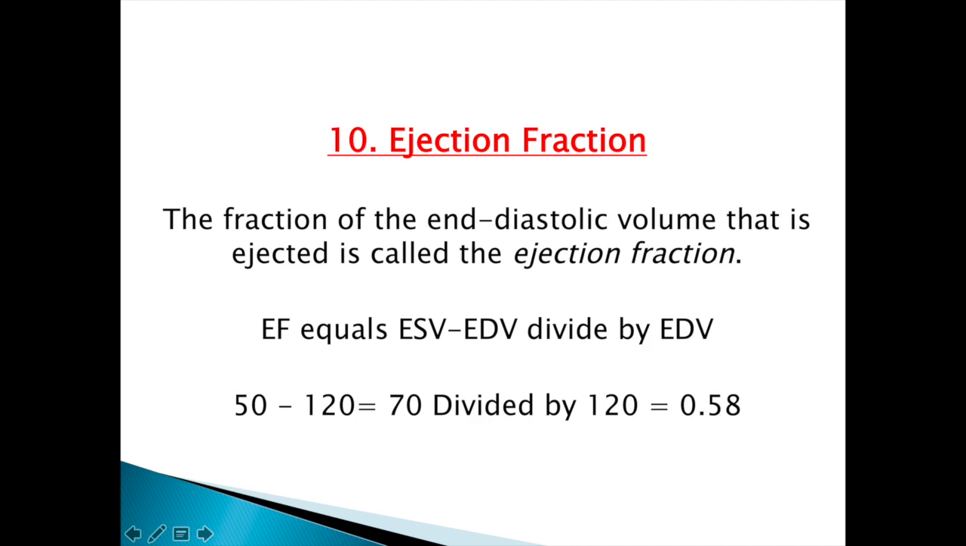It is almost 60% of the blood ejected, because 120 is the end-diastolic volume and a 70 ml stroke volume is given, so what remains is 50. The formula is the end-diastolic volume minus end-systolic volume, divided by end-diastolic volume. End-diastolic volume is 120 and end-systolic volume is 50, so the difference is 70. When we divide it by the end-diastolic volume, it becomes 0.58. So it's around 60%.